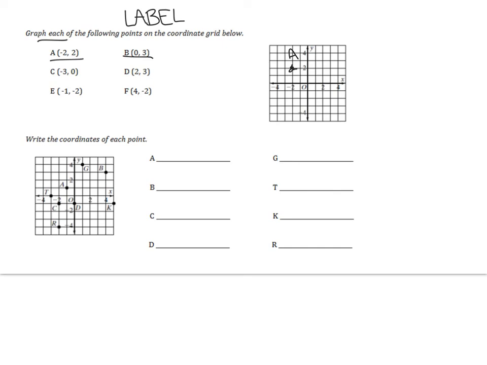B. You go over 0, right 0, left 0, up, because it's positive 3. So start here, go over nothing, so don't move, and then go up 1, 2, 3. So B is right here. C is left 3, up 0. C. D is right 2, up 3. D. E is left 1, down 2. F is right 4, down 2.